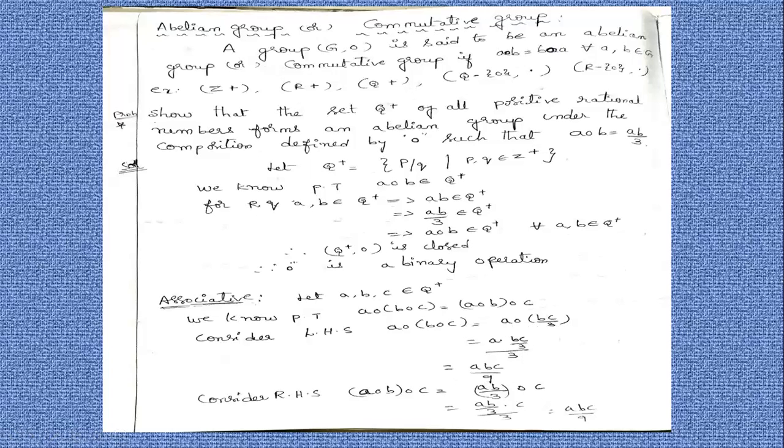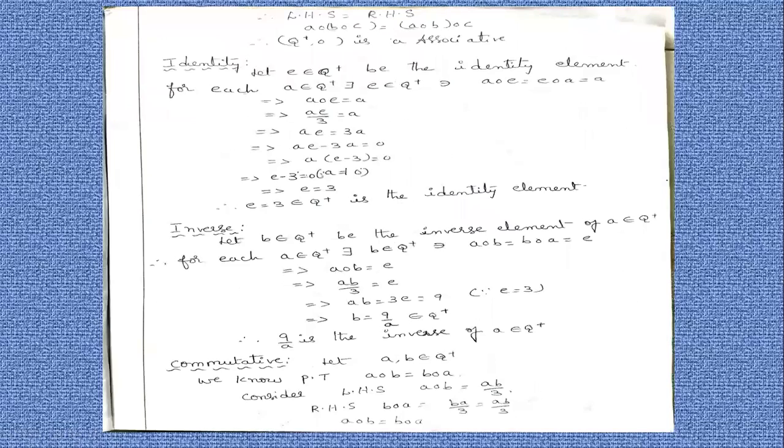Next we are considering the RHS, (a circle b) circle c. Now we are applying the condition only in the bracket term. a circle b equals ab by 3, circle c equals ab into c by 3 equals abc by 9. Therefore, LHS equals RHS. Therefore, (a circle b) circle c equals a circle (b circle c). Therefore, Q plus circle is associative.